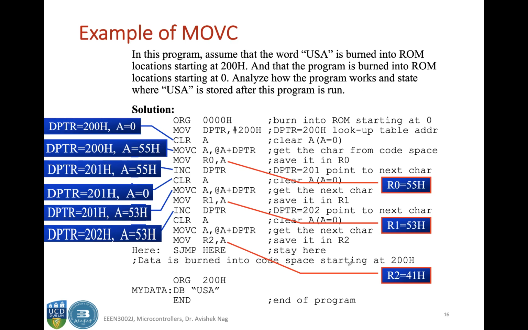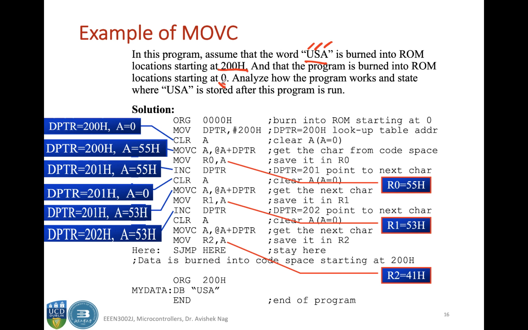So here is an example of MOVC, how it is used in code. Let's say you are asked to move the word USA. So these are three characters here, U, S and A. Let's imagine that this word will be burned into the ROM locations starting from 200H, and that the program is burned into ROM location starting at 0. Analyze how the program works and state where USA is stored after this program is run.